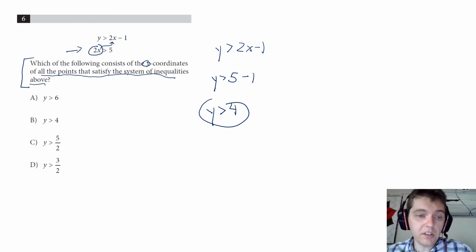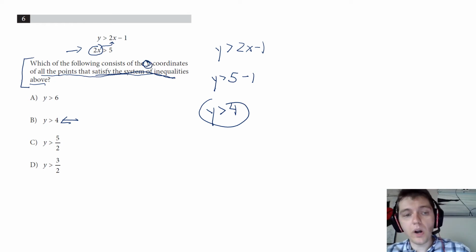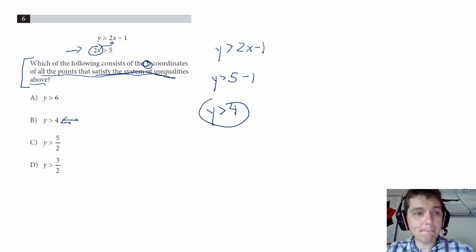And it is as simple as that. Just know that when you see satisfy the system of inequalities, that means solve for. And in this case, they want you to solve for y. That's all there is to it.